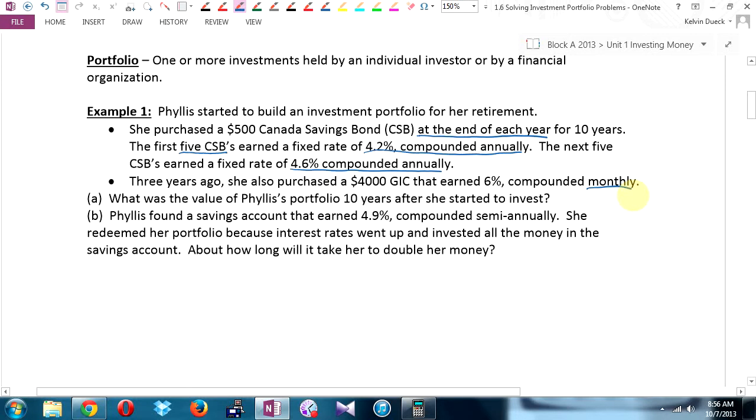Part B says she found a savings account that earned 4.9% compounded semi-annually. She redeemed her portfolio, cashed everything in because interest rates went up, and then invested all that money in the savings account. About how long will it take for her to double her money?